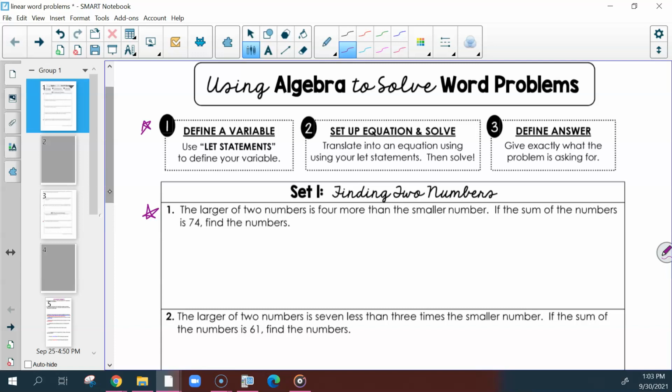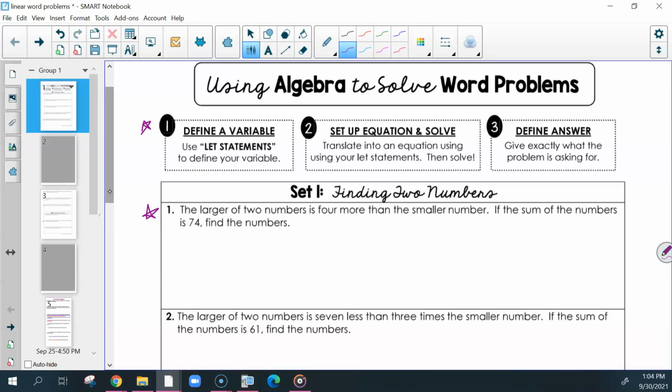After that, define a variable. So if it doesn't say let x be whatever, then you're going to define it, say what this variable represents. Translate the word problem into an equation, solve it, and then give an answer. But when we give our answer, it needs to have units. It needs to say what exactly we were solving for.